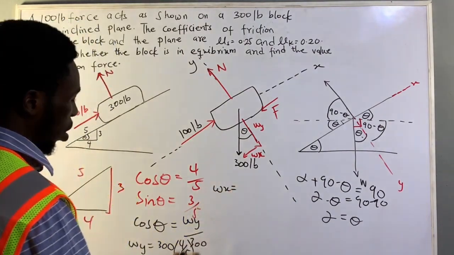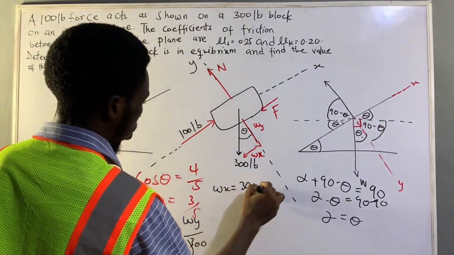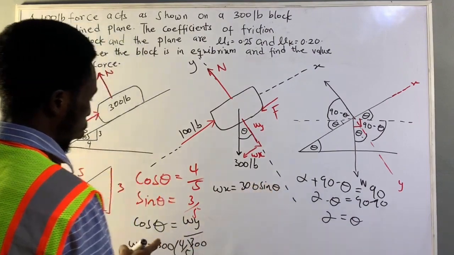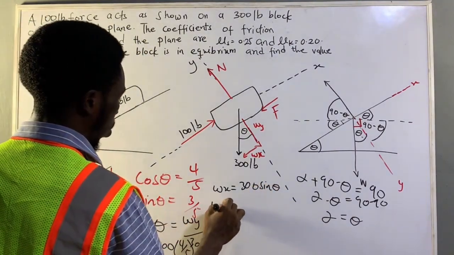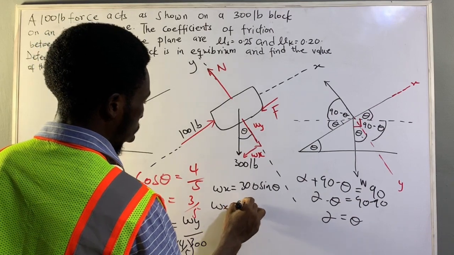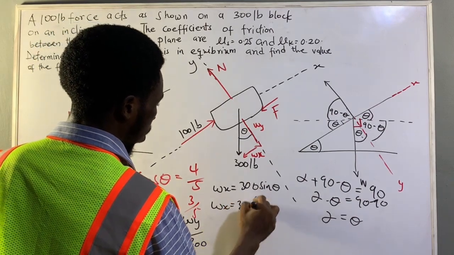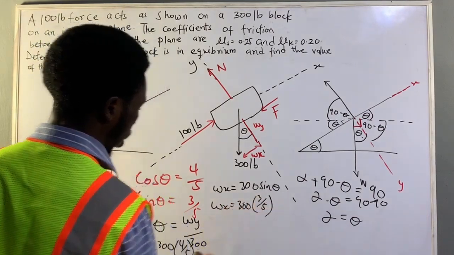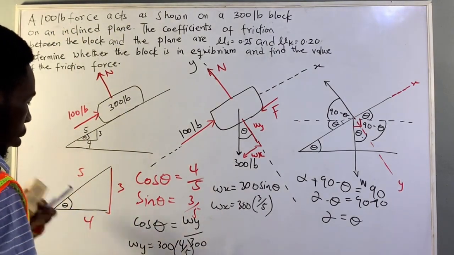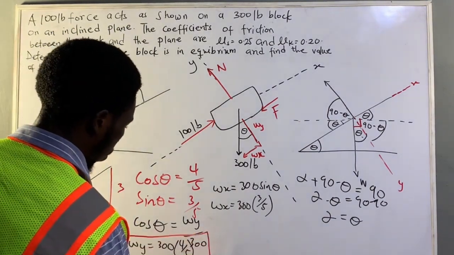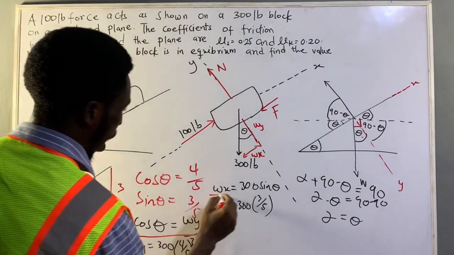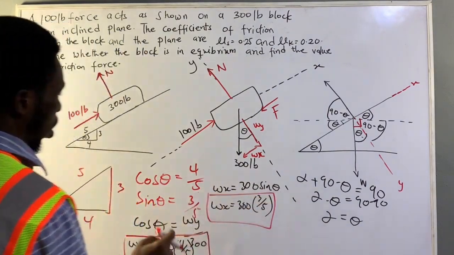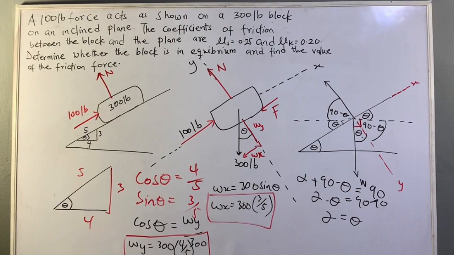So for ws, we're going to have 300 multiplying with sine of theta, right? But we know sine theta is 3 on 5. So we're going to have ws to be equal to 300 multiplying 3 on 5. All right. So now this will be the y component of the weight force, and this will be the S component of the weight force. They are really important. We have to find them.